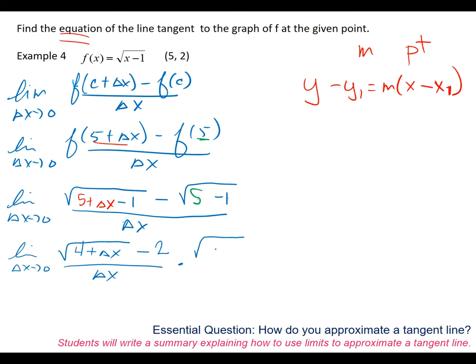Sometimes what I say is more important than what I write. Plus delta x. And the conjugate comes from this sign here in front of the 2, so plus 2. Our goal again is we're trying to get rid of the radical. We're trying to get that delta x to cancel out. Okay, I'm going to keep my limit as delta x approaches 0.